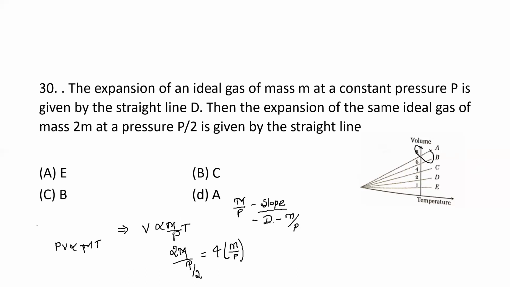Suppose they give any other condition like mass becomes 3 times and pressure becomes 4 times, something like that. Again, you can substitute here, simplify and see which line it is representing. Here M by P is nothing but the slope of the given straight line. Okay.